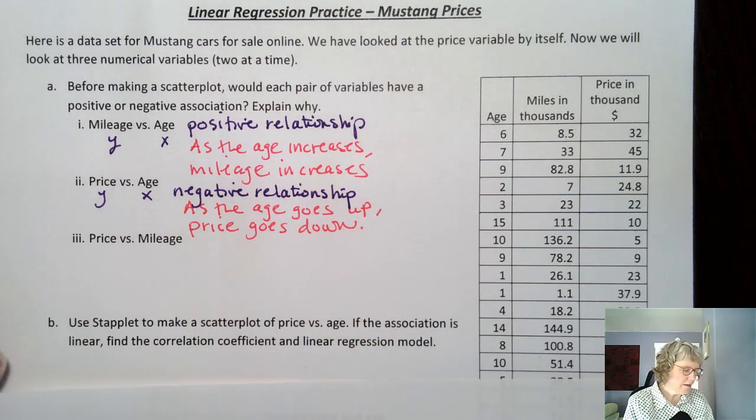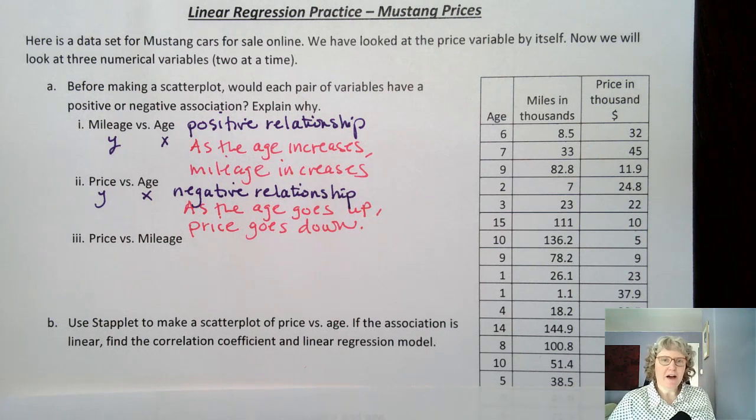Now there are some cases, and I think Mustangs can be collectible, especially the really old ones, where if it's old enough, the price goes up again, right? So maybe it's not even a linear relationship, but for most cars, if they're not collectible, as the age goes up, the price goes down. And maybe at the very end of their life, they go back up again.